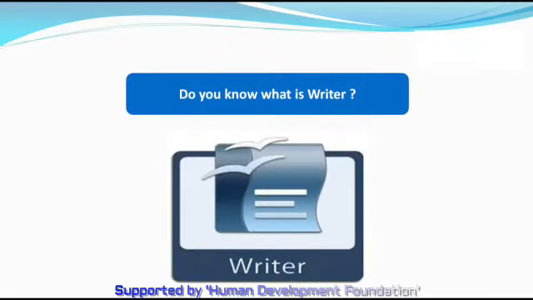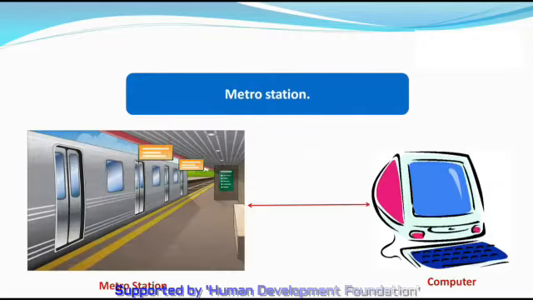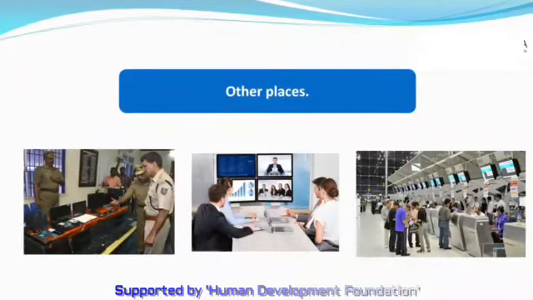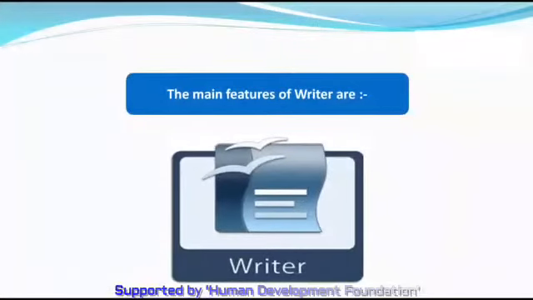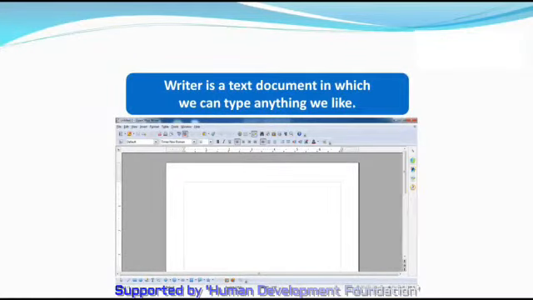Do you know what is Writer? In OpenOffice, Writer contains text documents and it is used for work in offices, schools, homes, metro stations, railway stations, and many other places. It helps us in writing things about what we want to note down and be able to recall in the future. The main features of Writer are: Writer is a text document in which we can type anything we like.